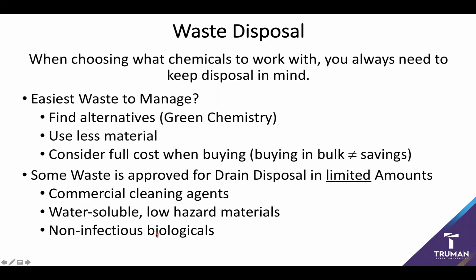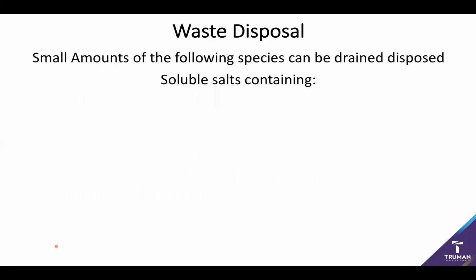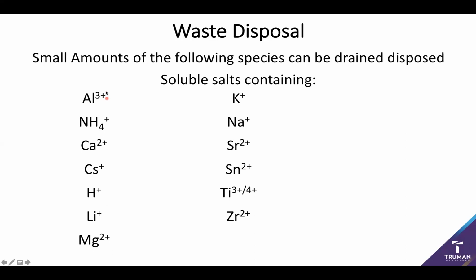Oftentimes, even when you are disposing of your biologicals, you're generally going to want to send them through an autoclave or some other way to render them non-living. There are also certain subsets of chemicals that can typically be put down the drain as long as you keep your amounts below 100 grams a day. This actually isn't that much waste, but it includes a lot of our common ions, things like aluminum, calcium, magnesium, potassium, and sodium. A lot of these you're going to find in some commercial salts.